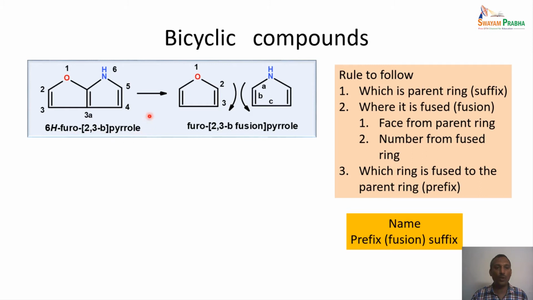6H-furo[2,3-b]pyrrole. So this is the IUPAC nomenclature for this particular compound. Whenever there is a hydrogen attached to the nitrogen, that also has to be included in the naming.